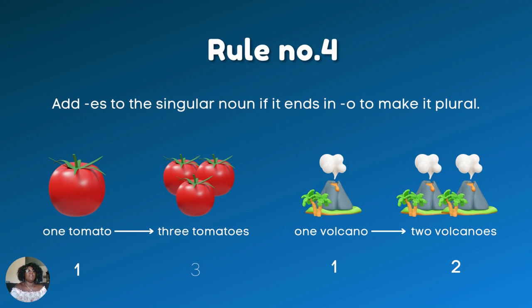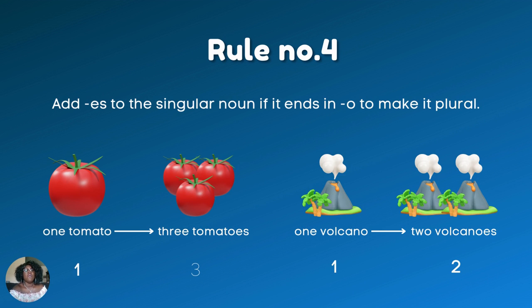Rule number 4. Add ES to the singular noun if it ends in O to make it plural. Example, one tomato. Tomato has an O at the end of the spelling. To make it plural, we have to add ES to the end of the word tomato. So it goes from one tomato, singular, to three tomatoes, plural.